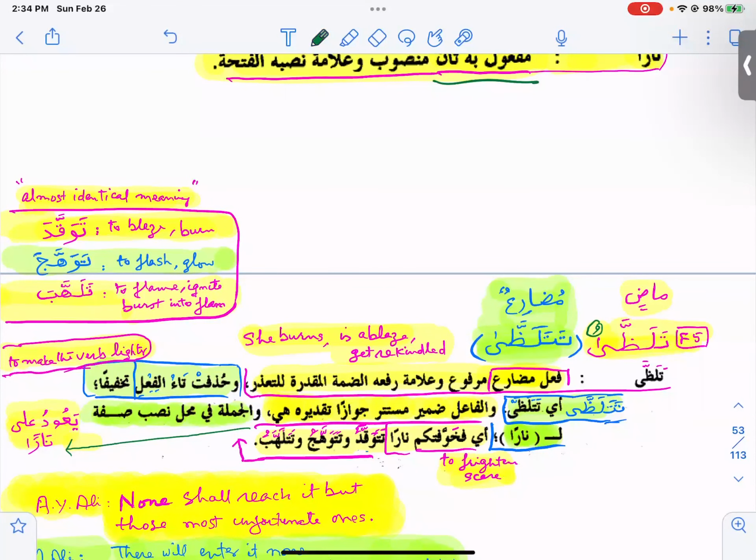Remember, this is just for our understanding. Huzifat ta'u fi'li. Yeah, huzifat ta'u fi'li. This thing was dropped, tau fi'li. Why did you drop it? Takfifan. Very beautiful. Takfifan, to make it lighter. Yes. Ay tatalazza, it gives you the full tatalazza. Wafail damirun mustatirun jawadun takdiru.